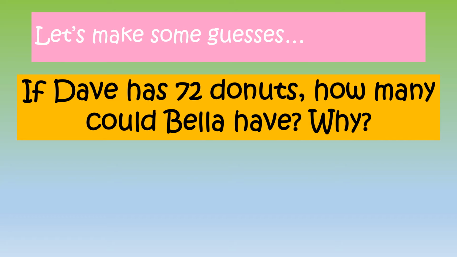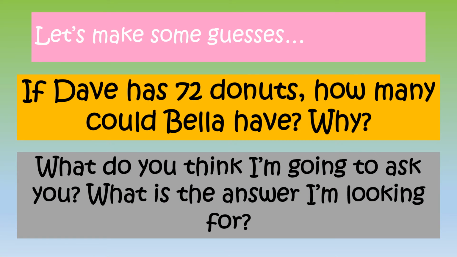Let's make some more guesses. If Dave has 72 donuts, how many could Bella have? Think about it. If Dave has 72 donuts, how many could Bella have and why? Now, here I cannot solve it because it doesn't tell us how much fewer Bella has, right? So it's only giving you thinking ideas. Dave tiene 72. ¿Cuántos ustedes creen que Bella va a tener? Less than 72 or more than 72? Think about it and you say why. What do you think I'm going to ask you? What is the answer I'm looking for?